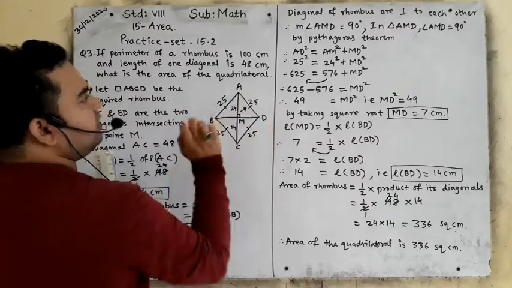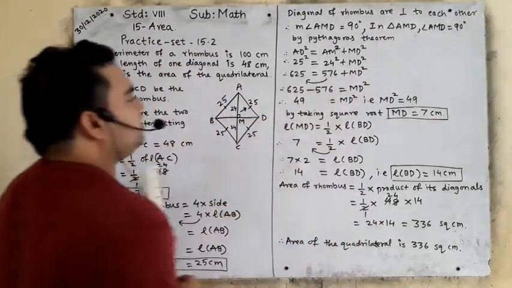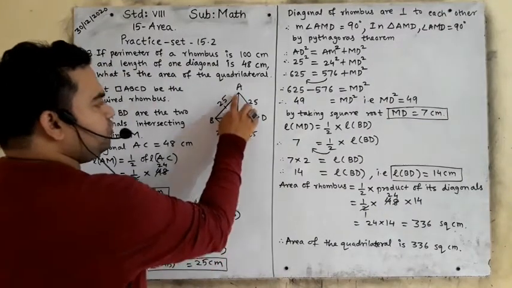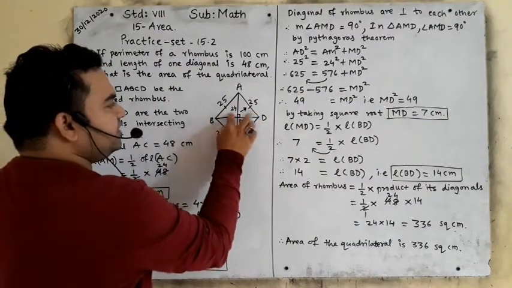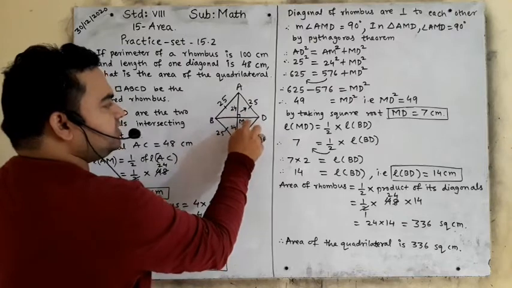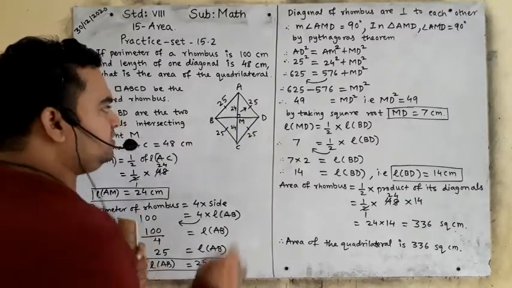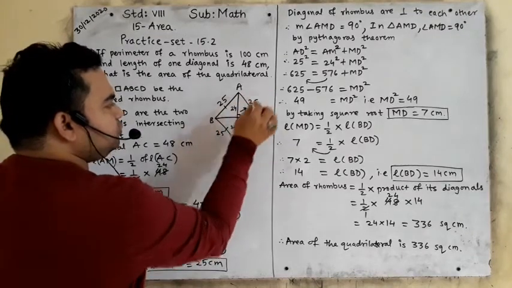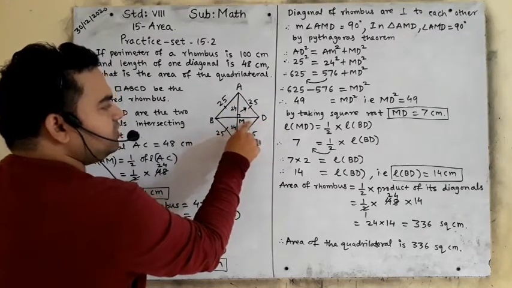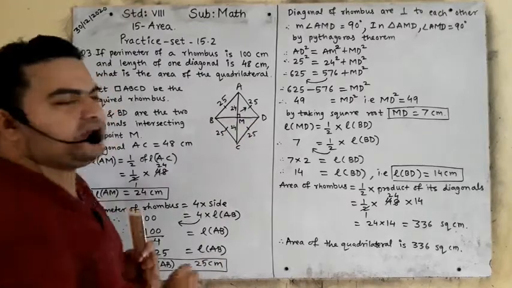AMD, this triangle. Okay, so angle AMD is 90 degrees. So if you know the triangle is a right angle triangle and you know two sides, the third side MD, can you find MD by Pythagoras theorem? See, this is a right angle triangle, two sides you know, third side you want to find out. So you can find it by Pythagoras theorem.